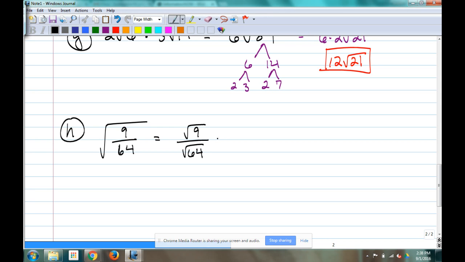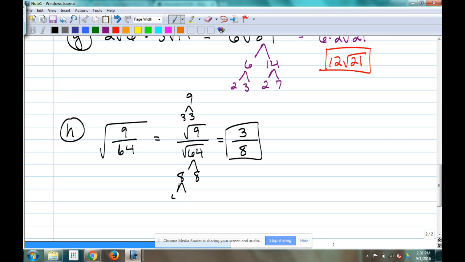And this one works out real nice because what's the square root of 9? 3. And the square root of 64 is 8. And we know that from the factor tree on a 9 is 3 and 3, and the factor tree on a 64. So is that the answer? Yeah, 3/8 would be the answer to that. And because they were both square numbers, we could just take those square roots.